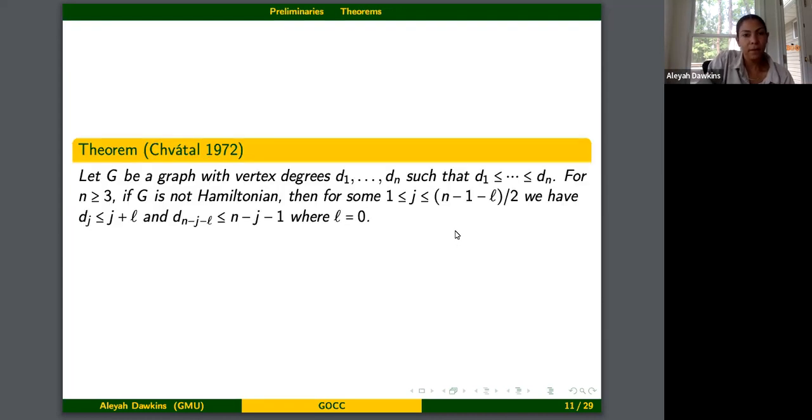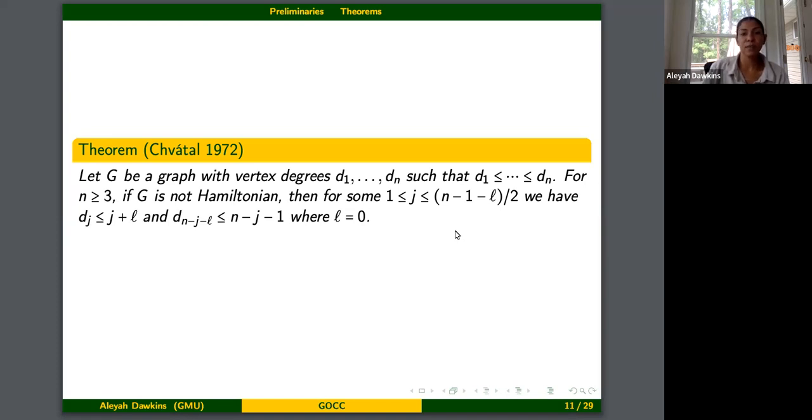Okay. So now that we understand what the main result is that we're trying to prove, let's go ahead and talk about the methods that we used to prove it and the proof. So the methods that we used are degree conditions. And in particular, for non-Hamiltonicity, I used this degree condition from Chvátal.